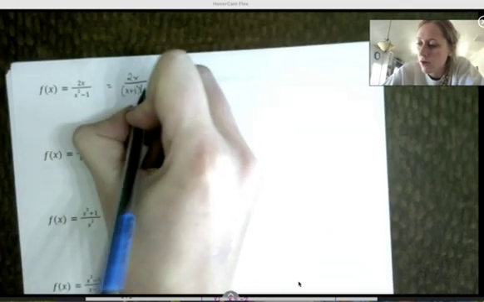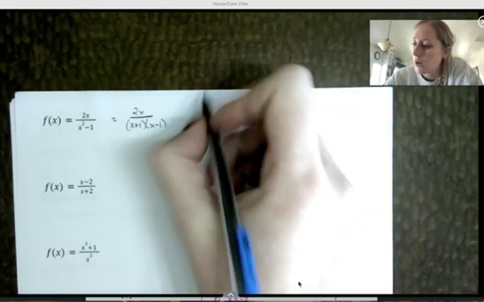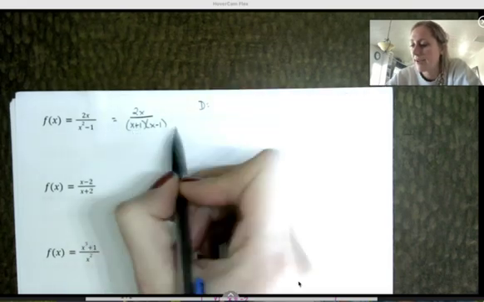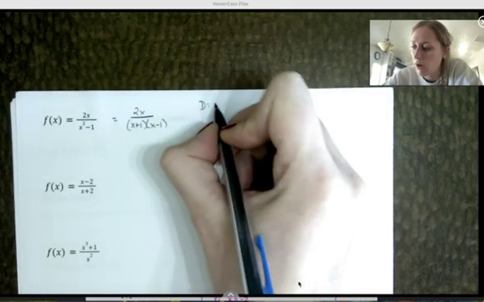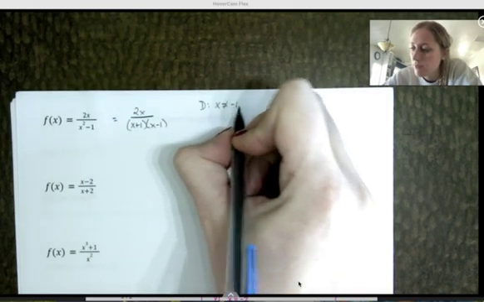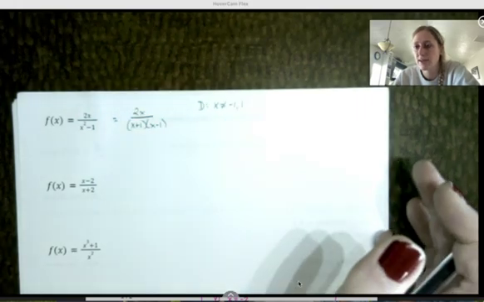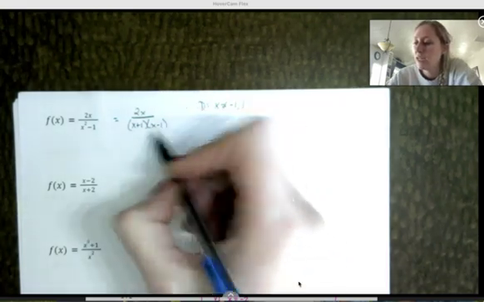Okay, so things I want to talk about. I want to give the domain. So this is what could x not equal. So x could not be -1 or 1. That would make our denominator 0. You can write it just like this, or you can write interval notation. If it asks for interval notation, be sure to do that.